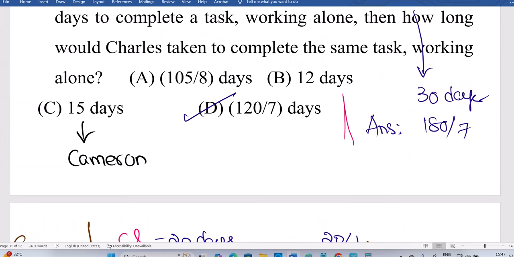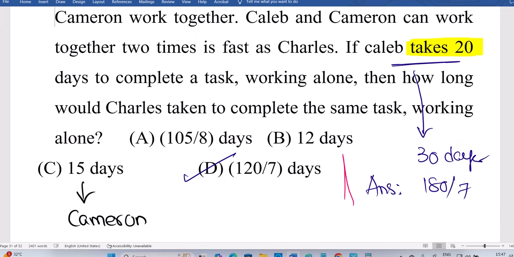All options they will definitely keep. And instead of memorizing this question, please at least understand. Caleb 20: if the question is about Caleb, then the answer is 120 by 7. Caleb 30: if they're asking regarding Charles, then the answer is 180 by 7. Caleb 20: if they're asking about Cameron, the answer is 15. So things are not the same. Read the question carefully. They are changing the last lines of the question.